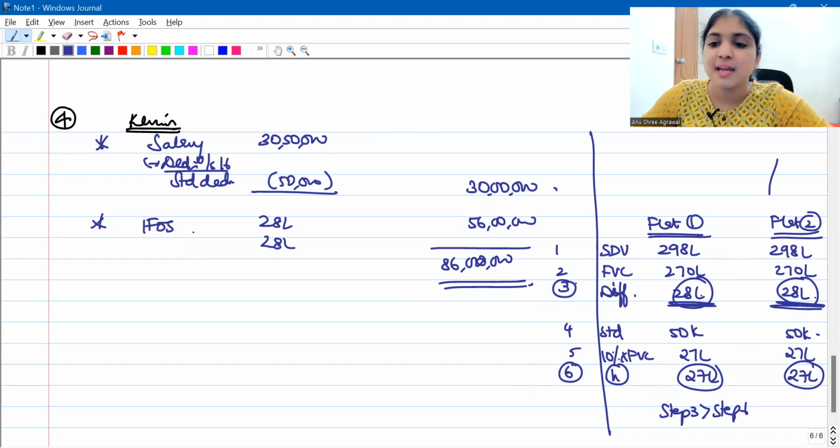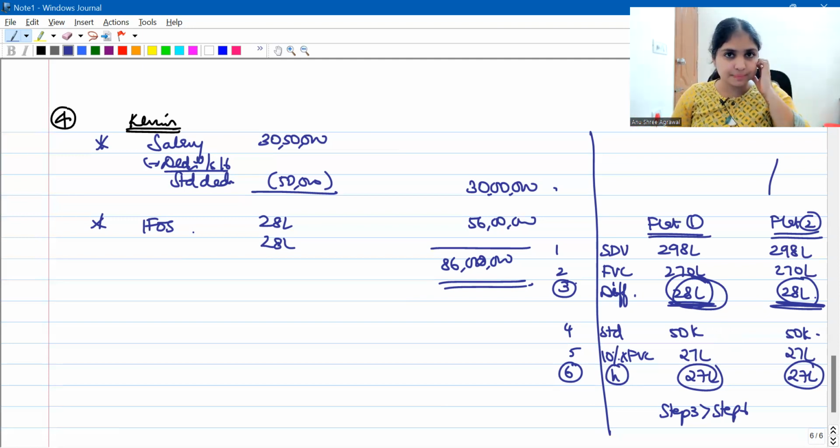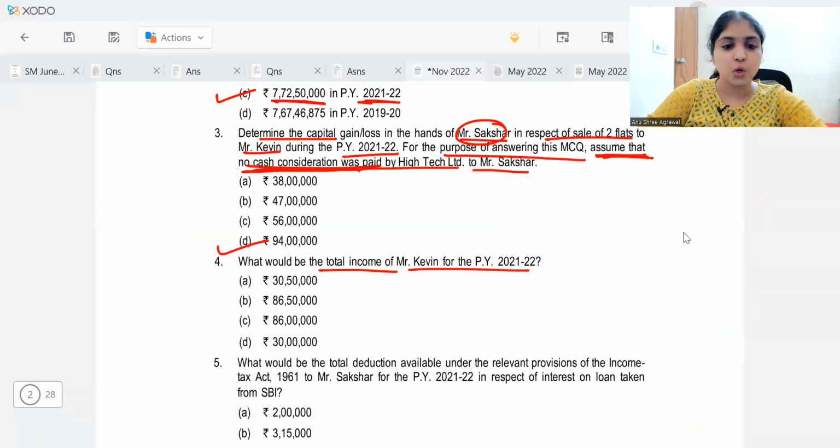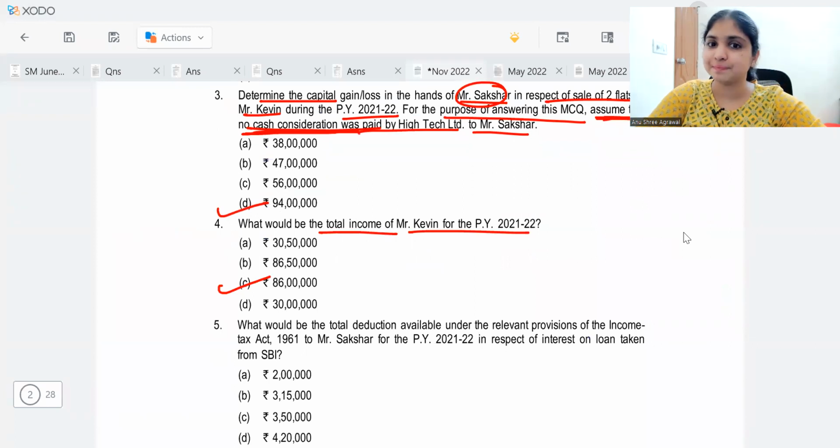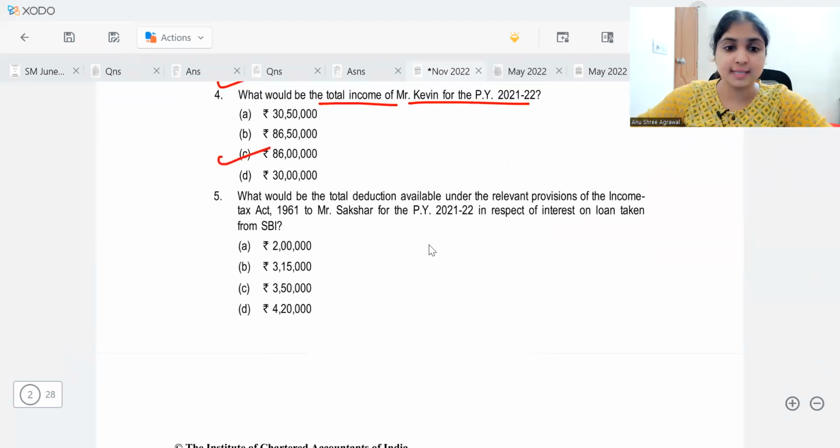In simple words, guys, if this difference is more than 50,000 or 10% of the consideration, whichever is higher, then this difference is taxable. That's what you must have studied. Same thing I've put in the form of 6 steps to avoid mistakes. So step 3 is more than step 6, hence step 3 is fully taxable. Here the trick is that you got to calculate for each property separately because it is immovable property. So 86 lakh would be his total income. Which option would this be? Option C.